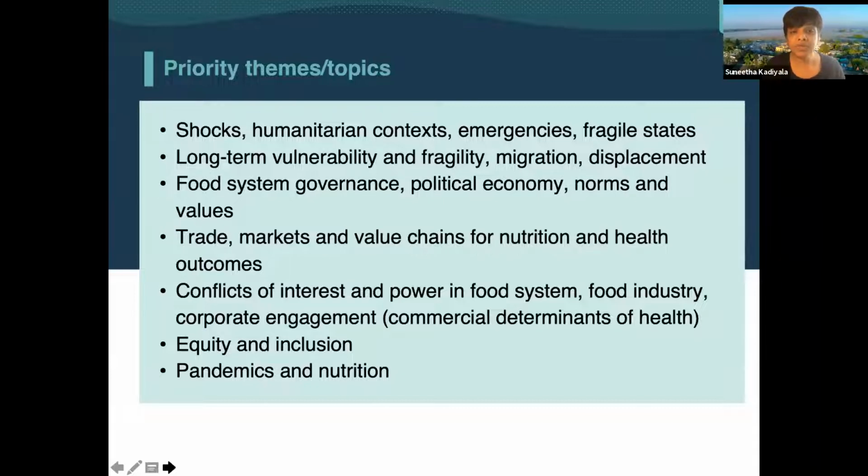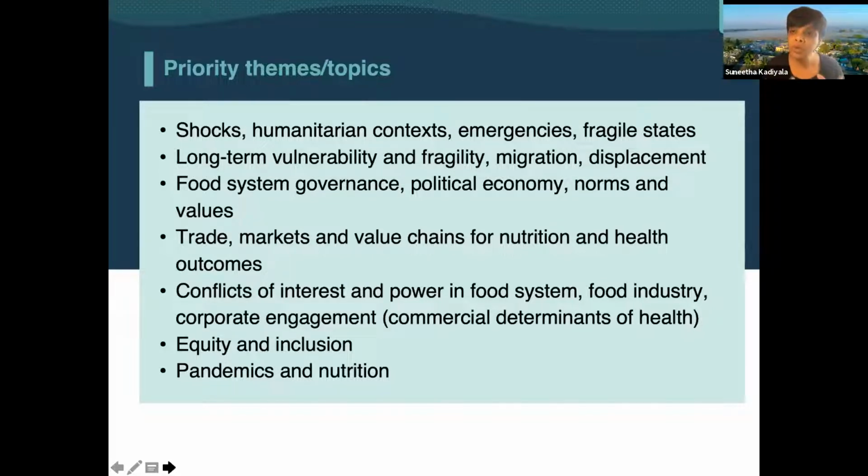We are also interested in food system governance, political economy, norms and values. There is a lot of hardcore, maybe metrics around how to measure women's empowerment, for example, how better to measure costs of diet we have.